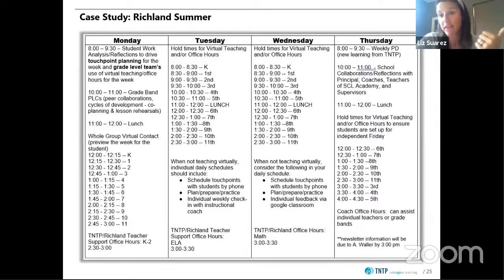So they're still going to have PLCs every week, where they're going to come together and talk about the work that students are generating from their virtual or distant classrooms, because they have to have high tech and low tech options, as most of you guys will as well, just because not all kids have internet access.